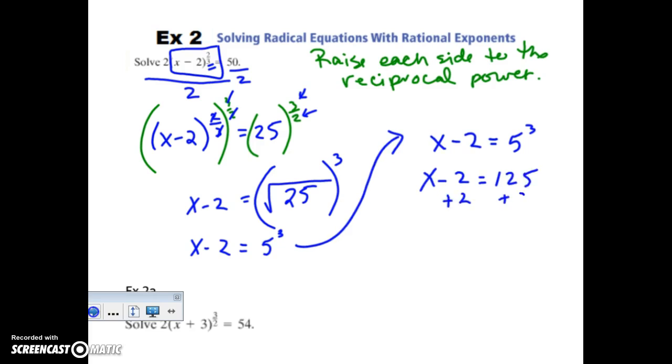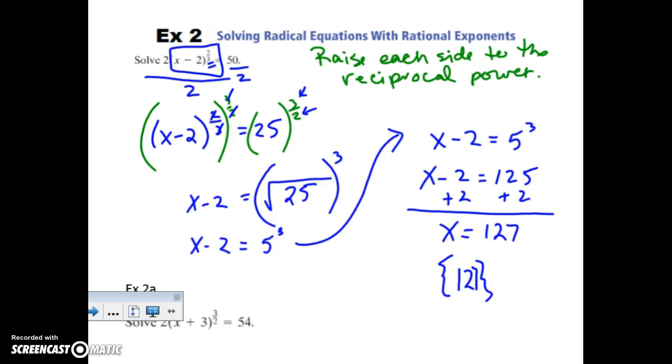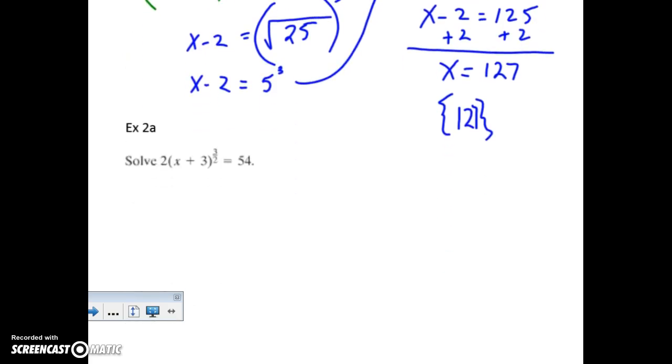Add 2 to both sides, and I get x is 127. So that's my solution. And again, I have the little braces. Example 2a, I'll give you the solution for that one as well. You can try that one out on your own. The solution for that one is 6.